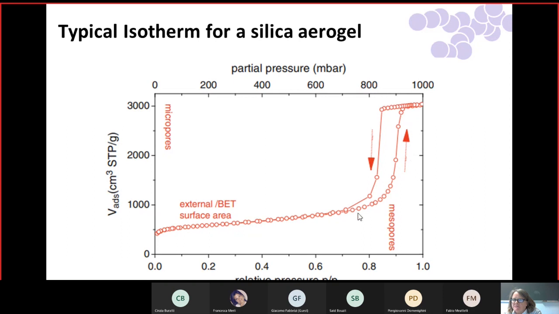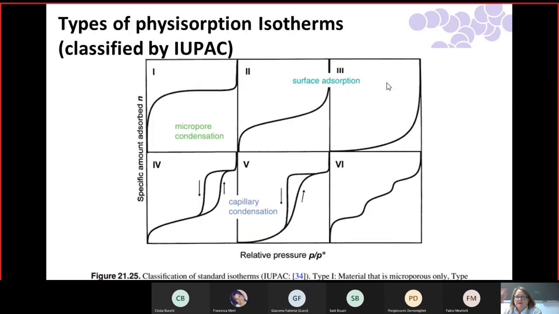Okay, so this information, this is the data you take, and now we want to convert it, calculate some more interesting information from it. So there are classifications by the International Union of Physical and Applied Chemists that have come up with classification of these isotherms, different types. So types of physisorption isotherms.